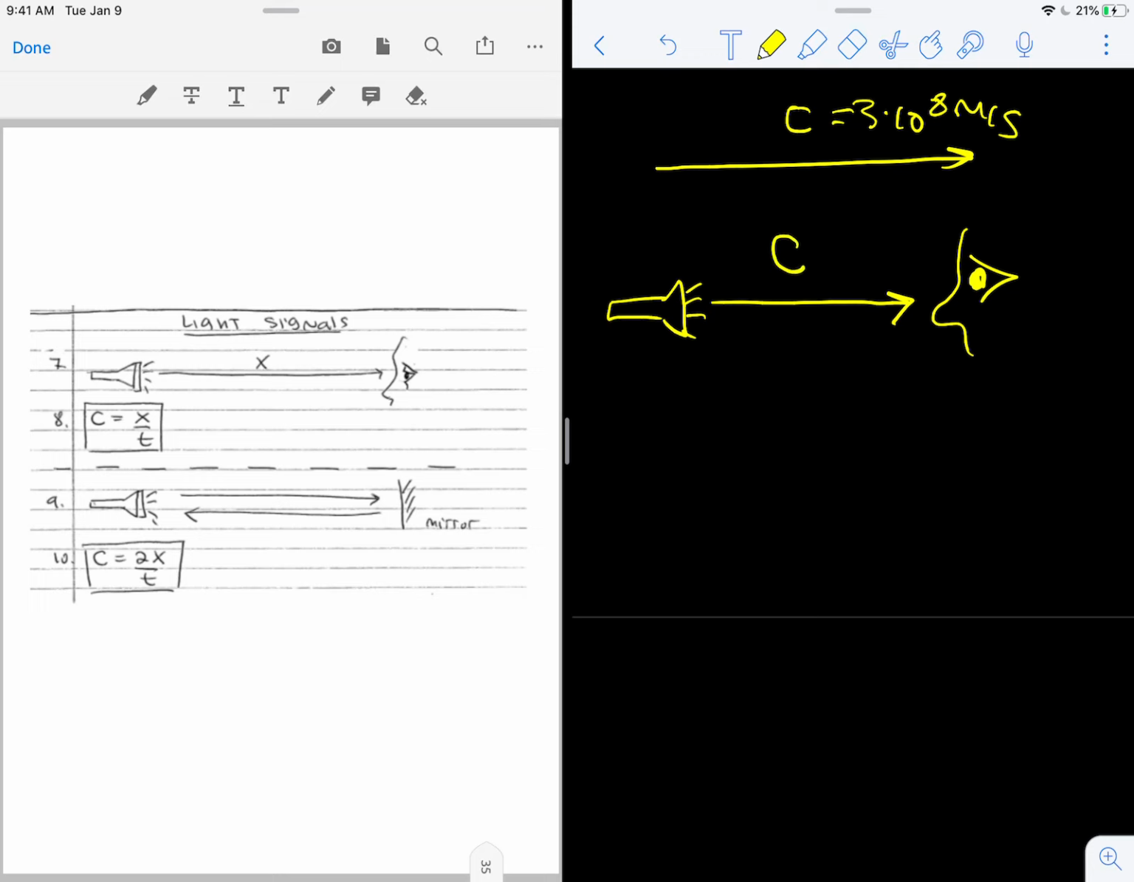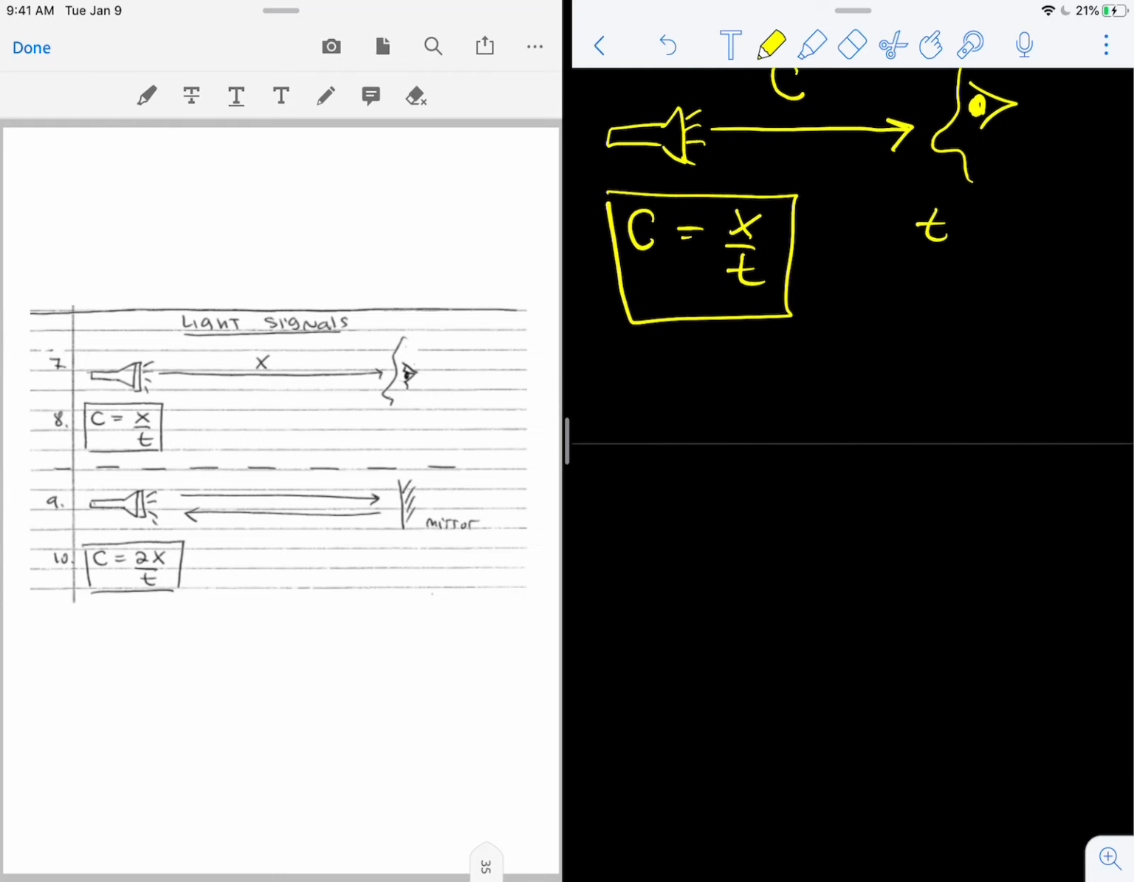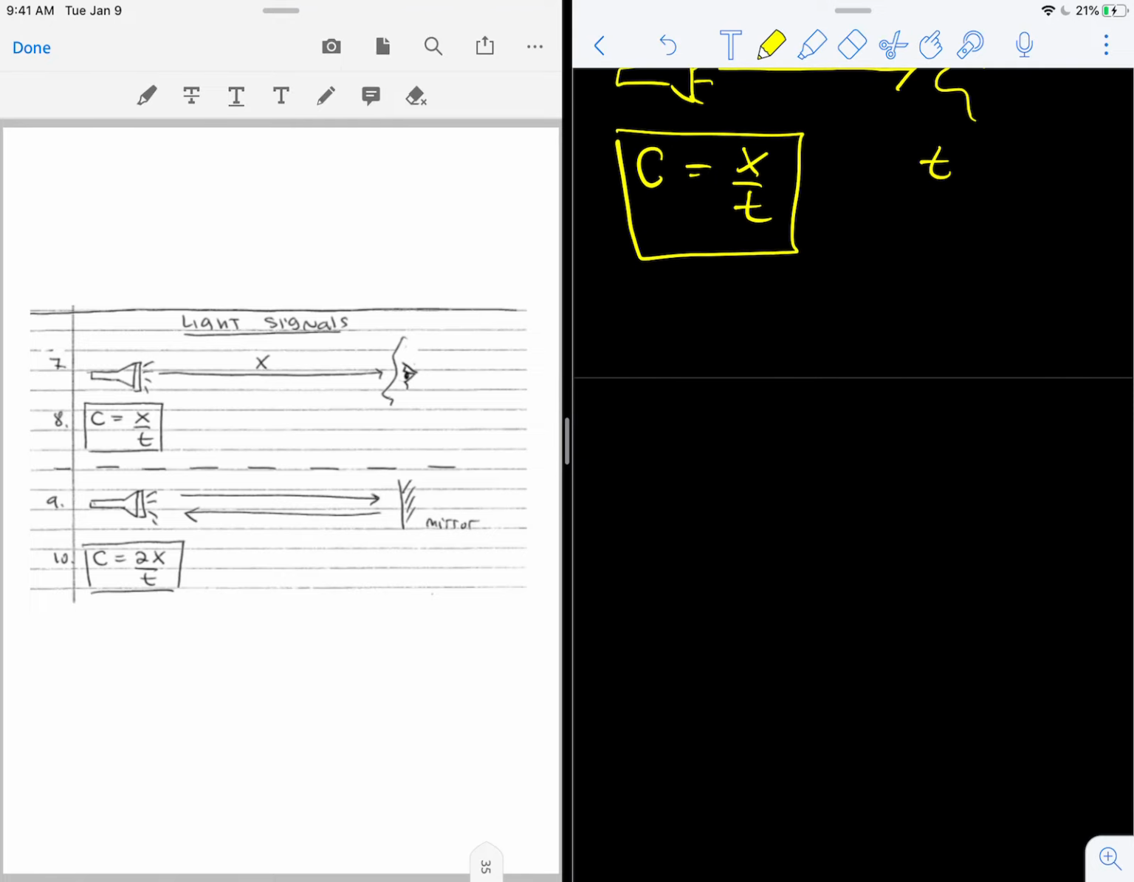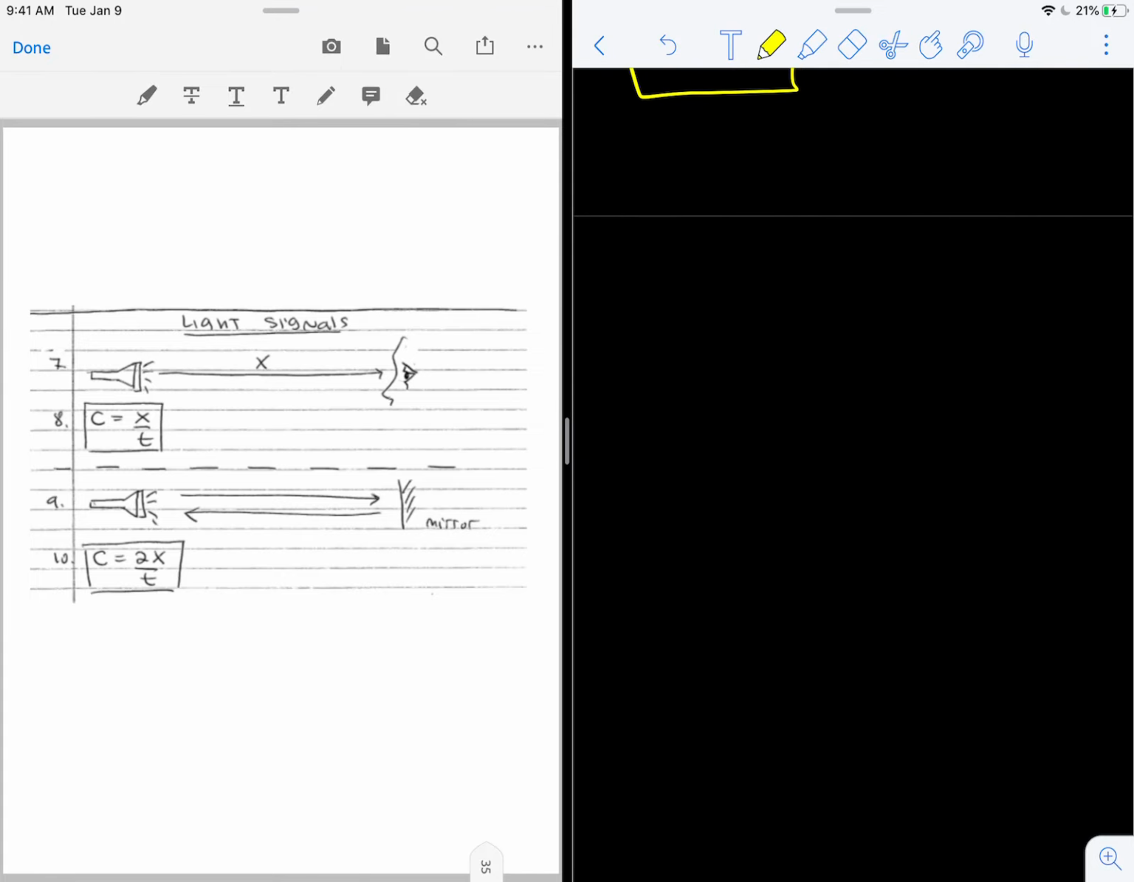And if you know the time, then you can just use this equation from chapter 3, that velocity is going to be distance over time. But specifically for light, the speed of light is going to equal the distance traveled over time. So then you can use this equation here to figure out, if you know how much time goes by, how far light travels. But really the main application is not just one way, but you actually use relays.